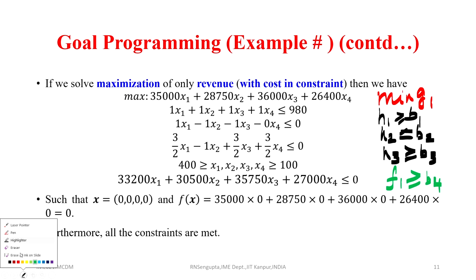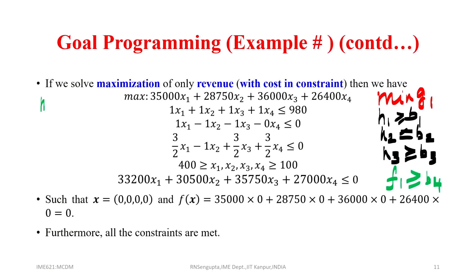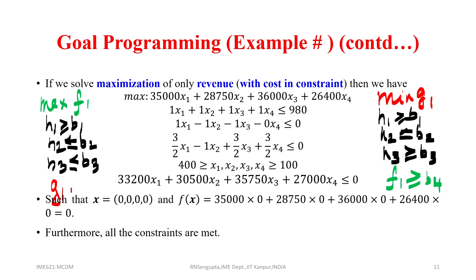So in one case the constraints are the same, in one case you have the minimization problem. I am repeating it time and again, please bear with me. Your maximization f1, h1, b1, h2, b2, h3, b3, and g1 being less than or equal to b4.